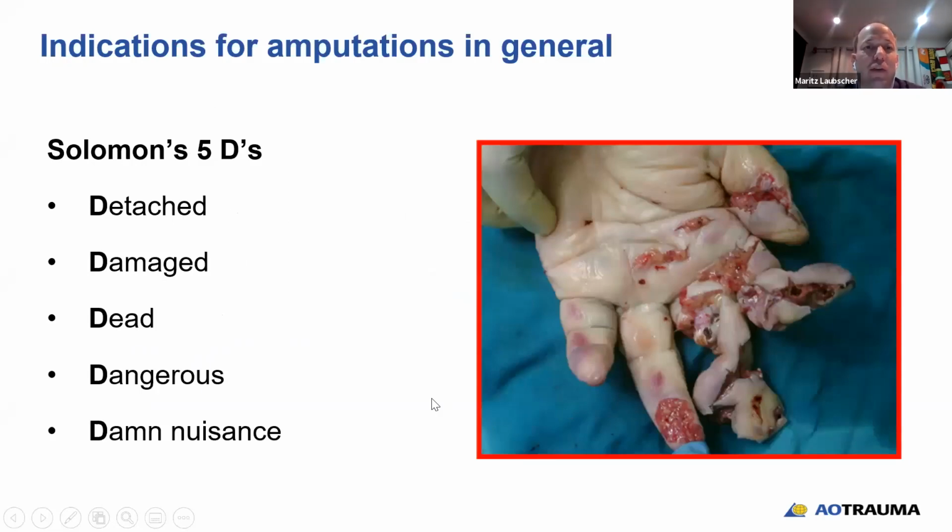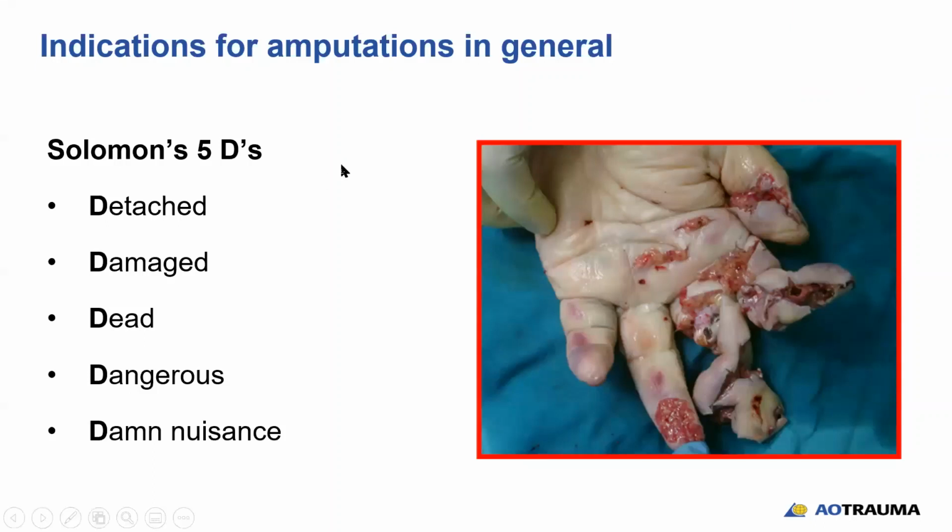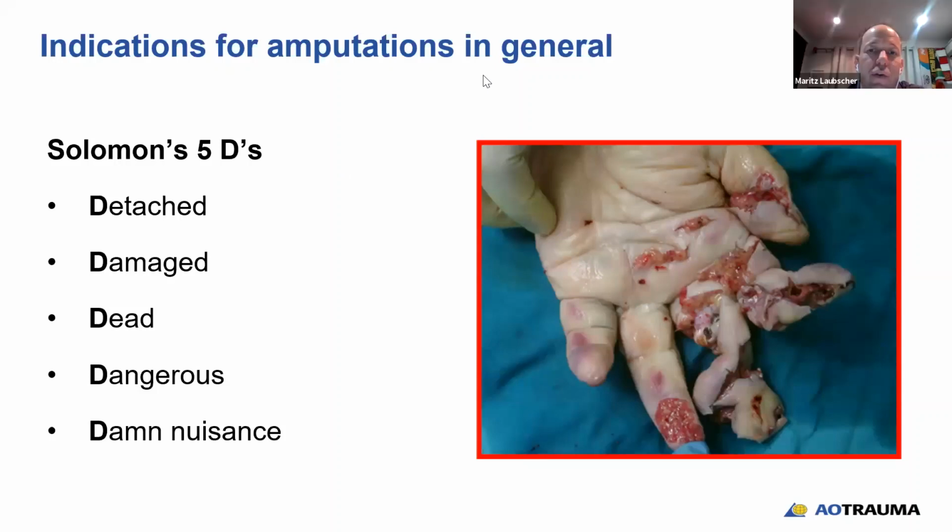So just to go back to the indications for amputations, and like everything, Mike Solomon's have got a good sort of easy way to remember the indications. We amputate limbs that are detached, damaged, dead, dangerous, or a damn nuisance. Now, we normally come in as orthopedic trauma surgeons in the first two. So detached limbs, that's obviously mangled and not salvageable, damaged limbs, but also sometimes in the chronic situation after failed reconstruction where the limb is a simple nuisance.